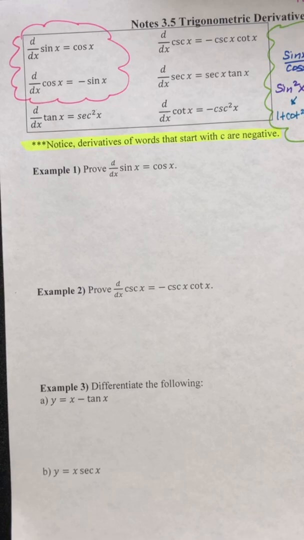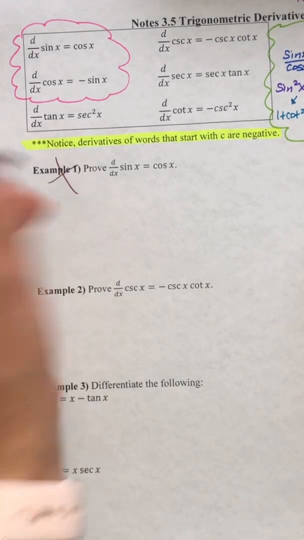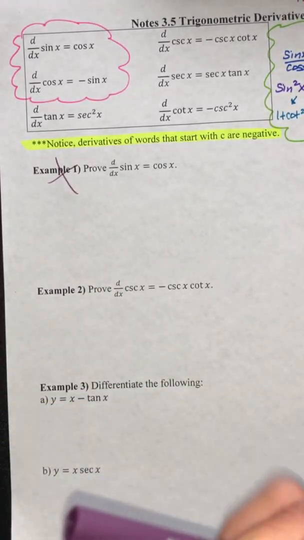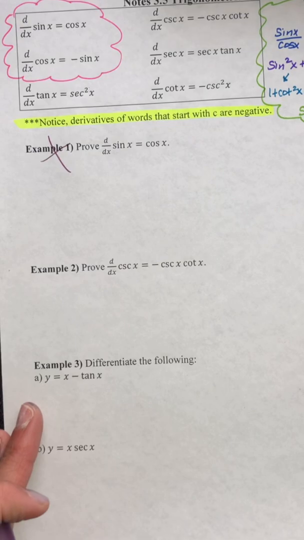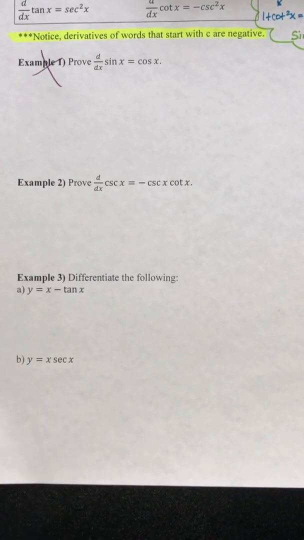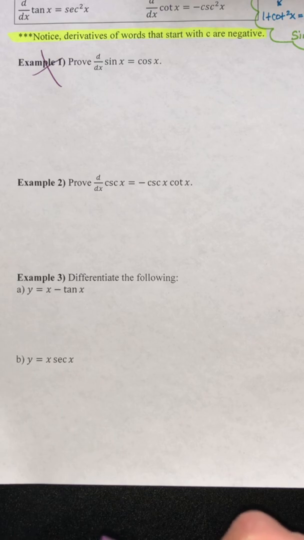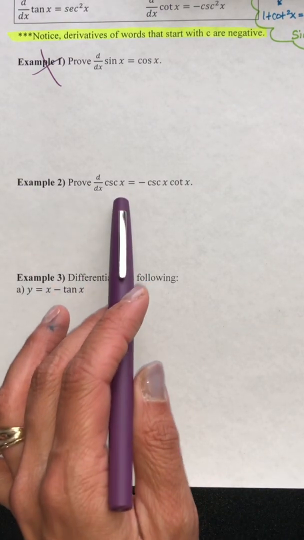Nice little study habit. Okay, so we're not going to do example 1. We're not going to prove why the derivative of sine is cosine. We've already kind of gone through that anyway, so no need to do it again. But example 2 says to prove that the derivative of cosecant equals negative cosecant cotangent of x. Okay, so let's do this one though.